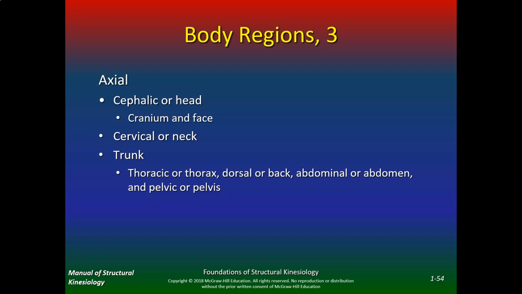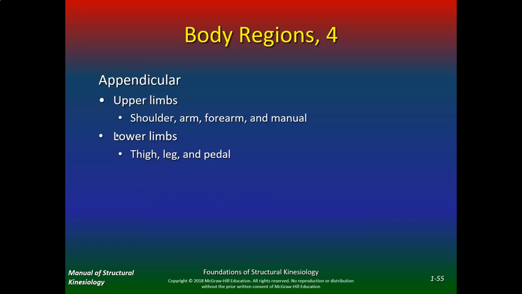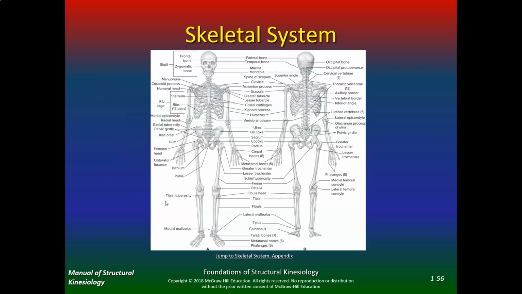The pelvis is actually made up of 3 bones called the os coxae, and we'll talk about that more specifically a little later on. The appendicular are the upper limbs: the shoulder, arm, forearm, and manual, which are your hands, and then the thigh, leg, and pedal, which is your foot. So again, this is just a review of anatomy.